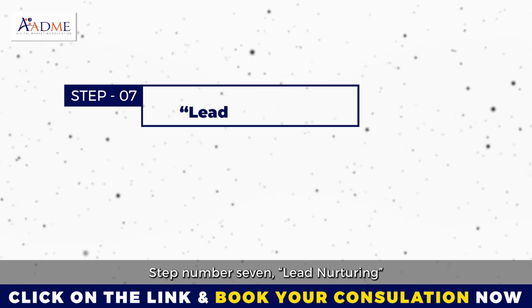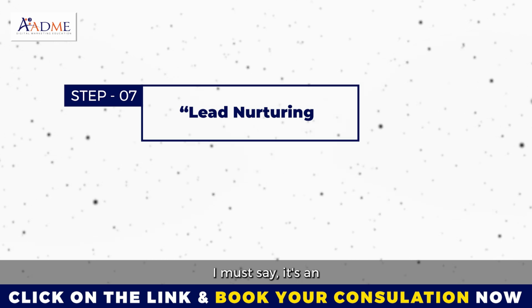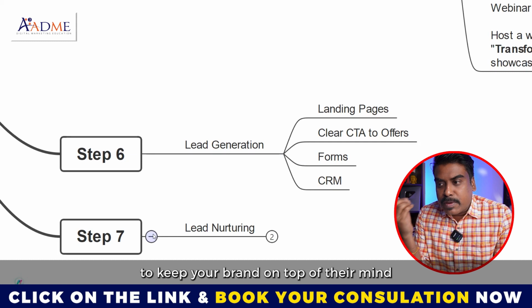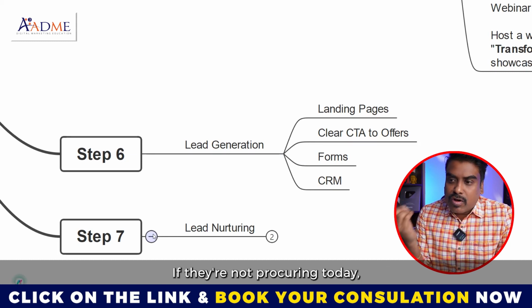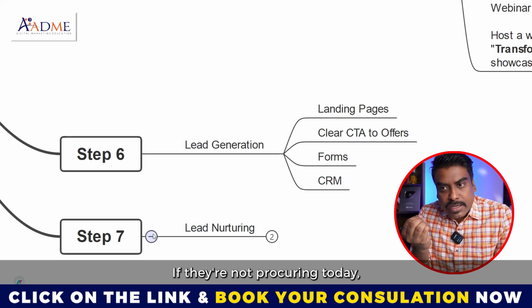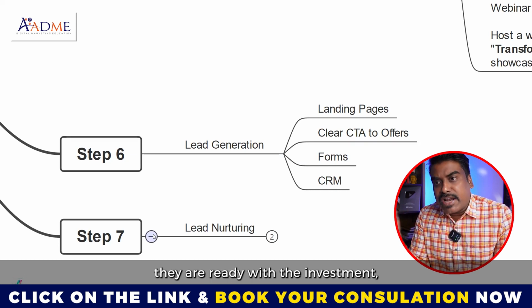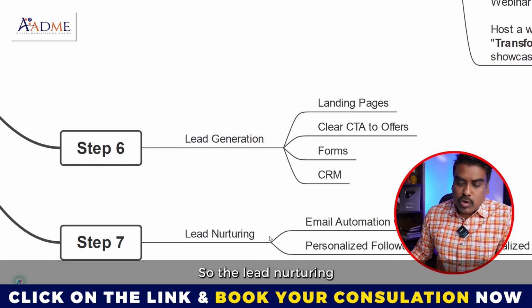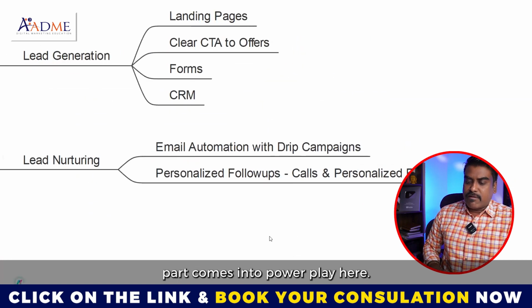Step number 7, the nurturing. I must say it's an automated follow-up system. It will help you to keep your brand on top of their mind throughout the year. If they're not procuring today, if after 3 to 6 months they are ready with the investment, they're ready with a proper mind, they have some sort of urgency to procure, they remember you. So the lead nurturing part comes into play here.